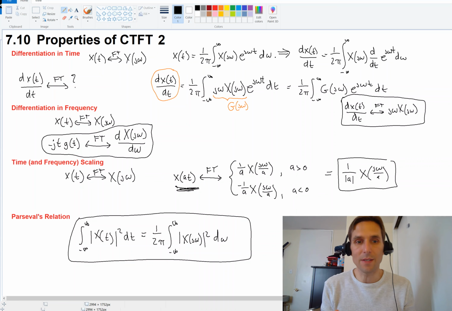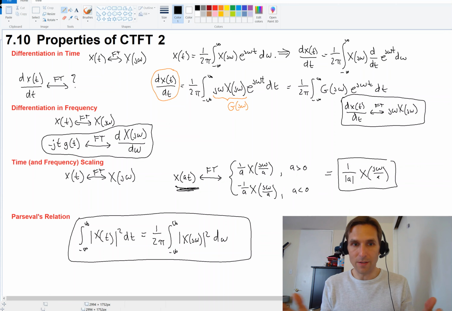This is no surprise to us, because we've been saying all along that there's an inverse transform, and so you lose no information. You can represent the signal in time, or you can represent the signal in frequency and get the signal back. So you should be able to calculate the energy in either time or frequency, because you're losing no information.